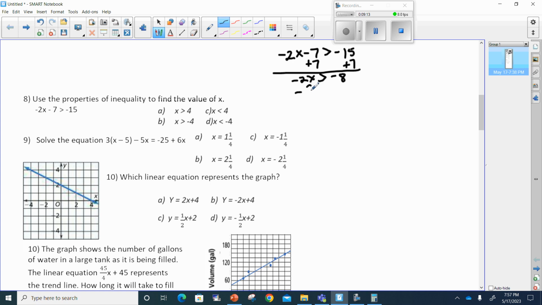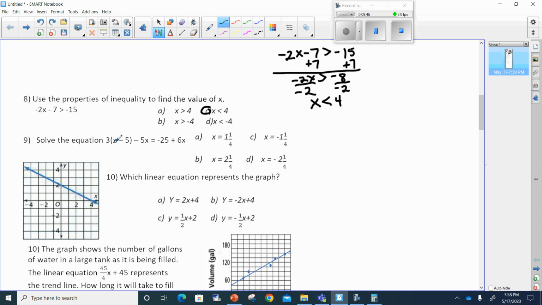We're going to divide negative 2 away so I can get x by itself. But when I do that, I have to remember to turn my inequality symbol. Let's see, divide this away. I've got to turn my symbol around whenever I divide by a negative number. So a negative divided by a negative is a positive. 8 divided by 2 is 4. This has to be x equals 4. Or excuse me, x is less than 4 right here.